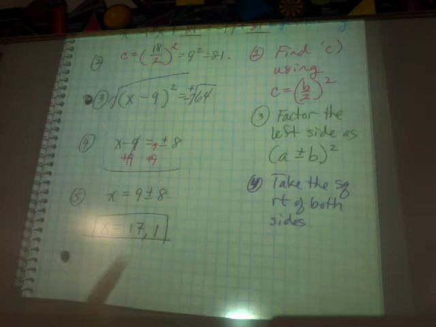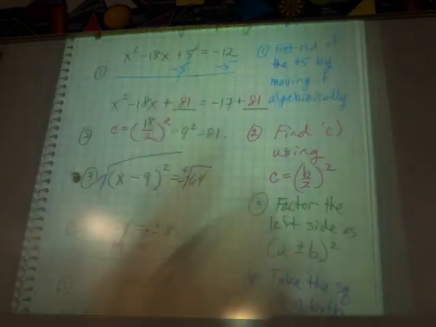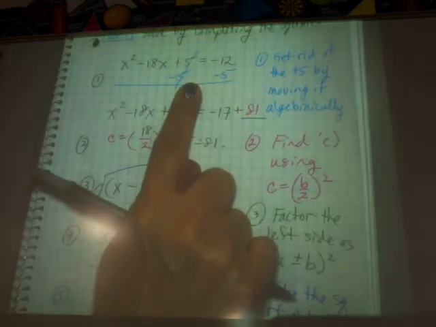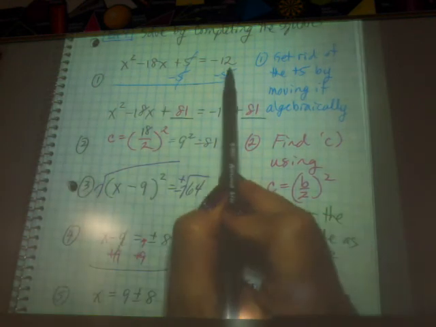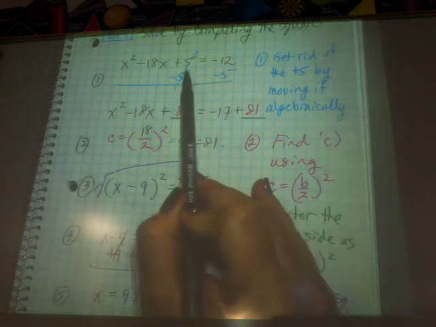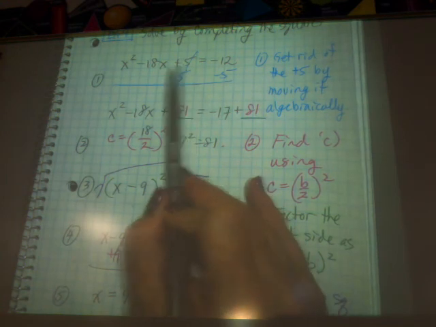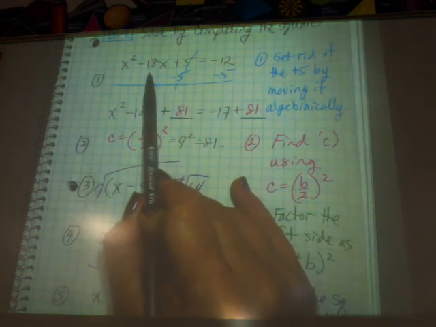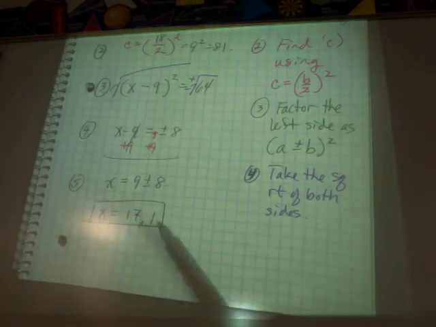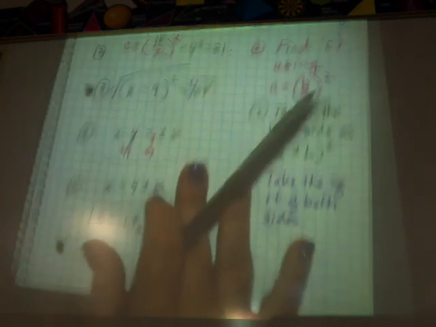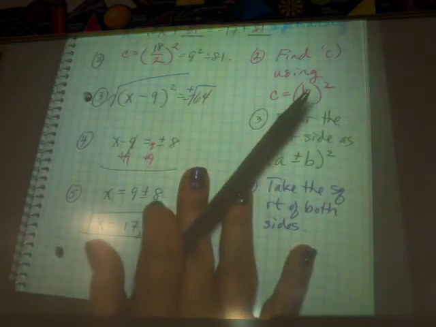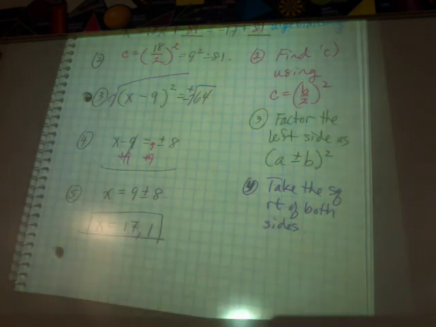Now, does that mean that I could have factored this original? If I got nice, happy numbers, could I have factored this? Yes. I would have added 12 to both sides, and I would have had 17. Are there any factors of 17 that add to give you 18? 1 and 17. And look at what we came up with down here. So there was another way to do this. All right, but if I tell you to solve by completing the square, you must solve by completing the square.